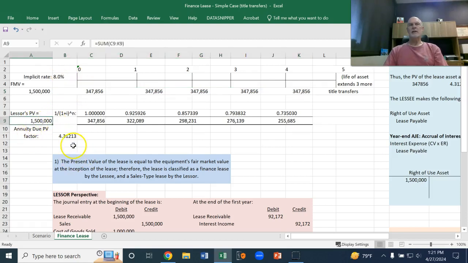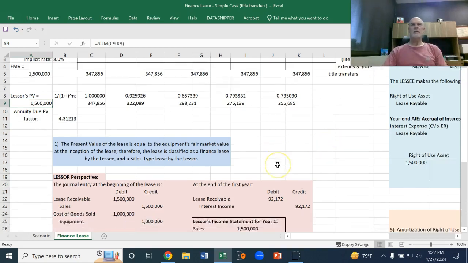You could do that using the table factor that we computed a minute ago, or you could find the present value of each one of those items and add them up, and we get to $1.5 million. So the lessor is going to pretend, that's what the accounting does. We are accounting for this as though the lessor sold it to the lessee, and the lessee is going to account for it as though they purchased it.